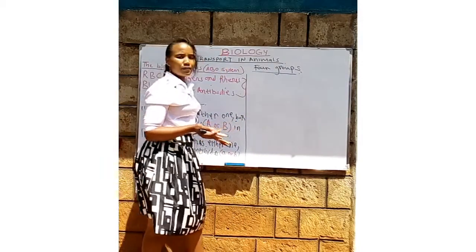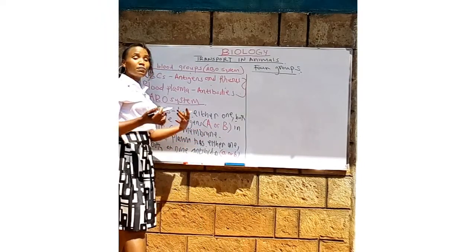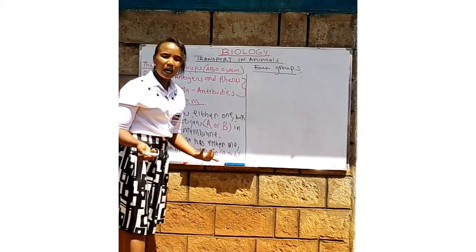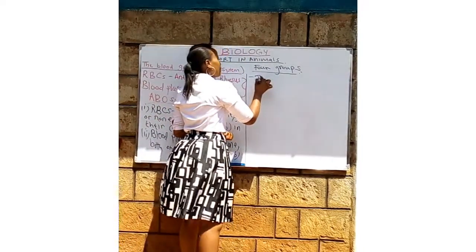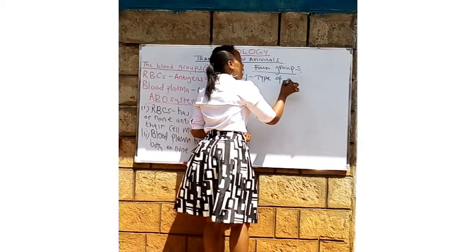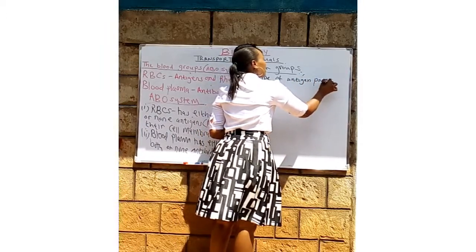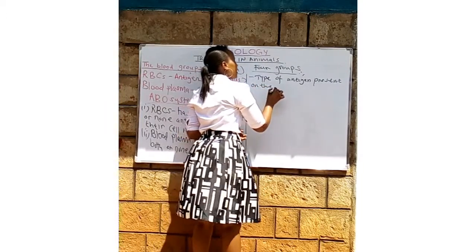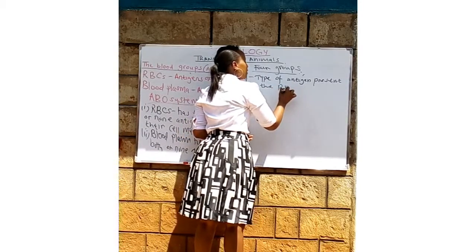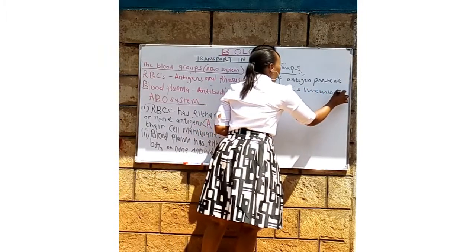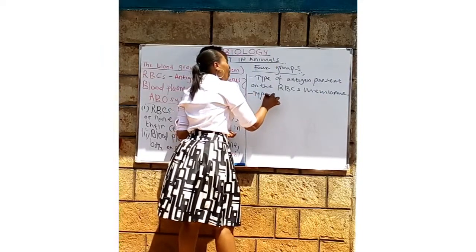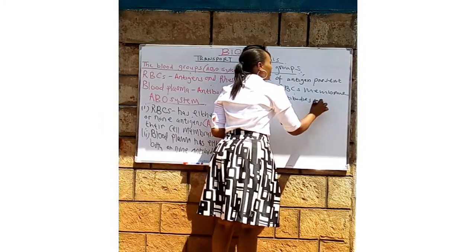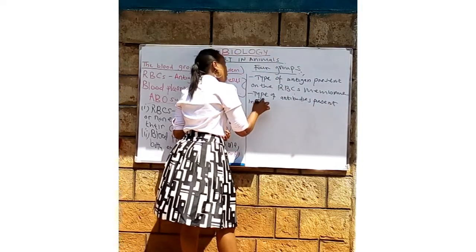Either the type of antigen present in the red blood cell, and the type of antibody present in the blood plasma. So the four blood groups are based on the type of antigen present on the red blood cell membrane, or the type of antibodies present in blood plasma.